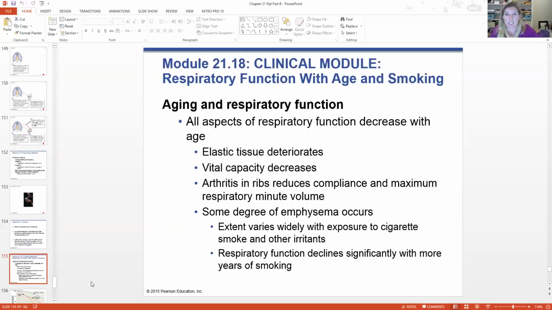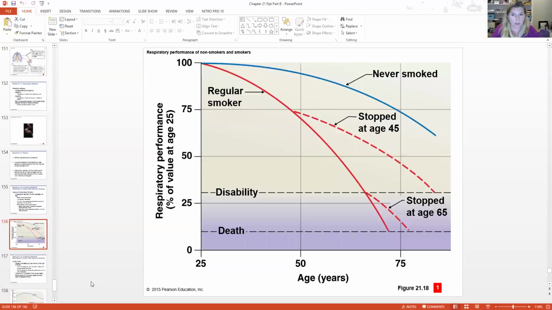The elastic tissue is going to deteriorate. Therefore, our vital capacity is going to decrease. Arthritis in the ribs is going to reduce compliance. Some degree of emphysema typically occurs just from all of the environmental irritants that accumulate in our lungs over time, regardless of whether you are a smoker. Respiratory function is going to decline more significantly in a smoker, especially one that has smoked for several years.